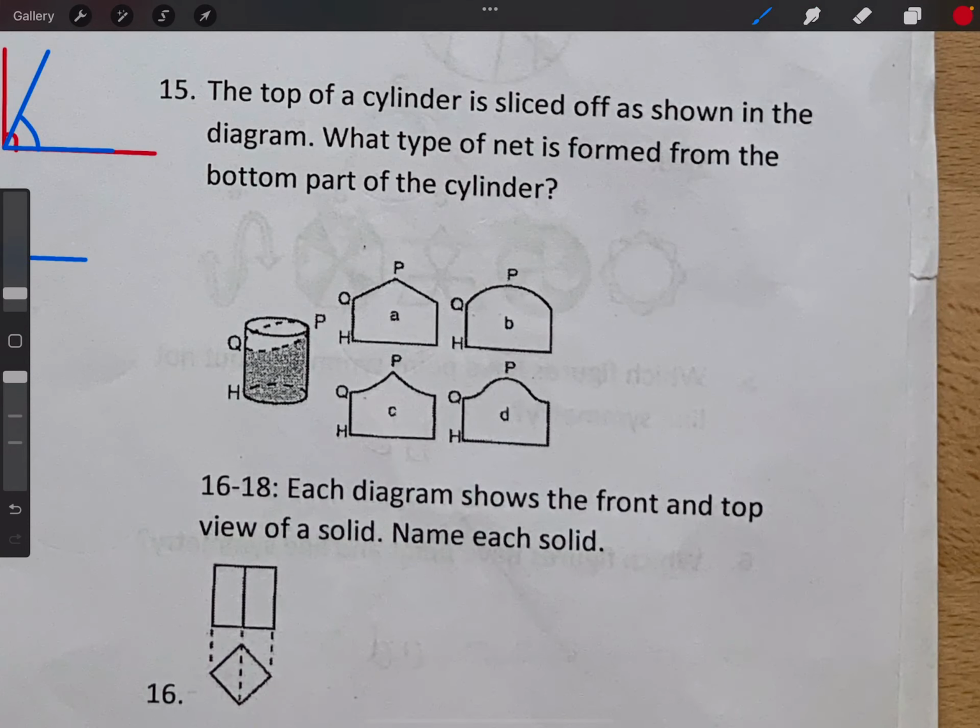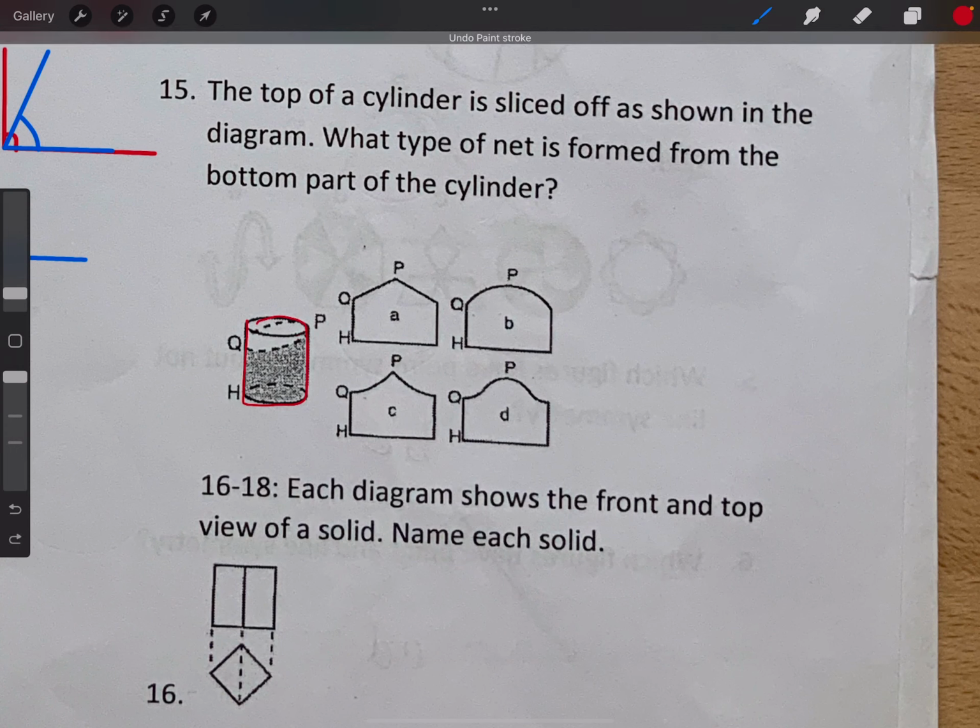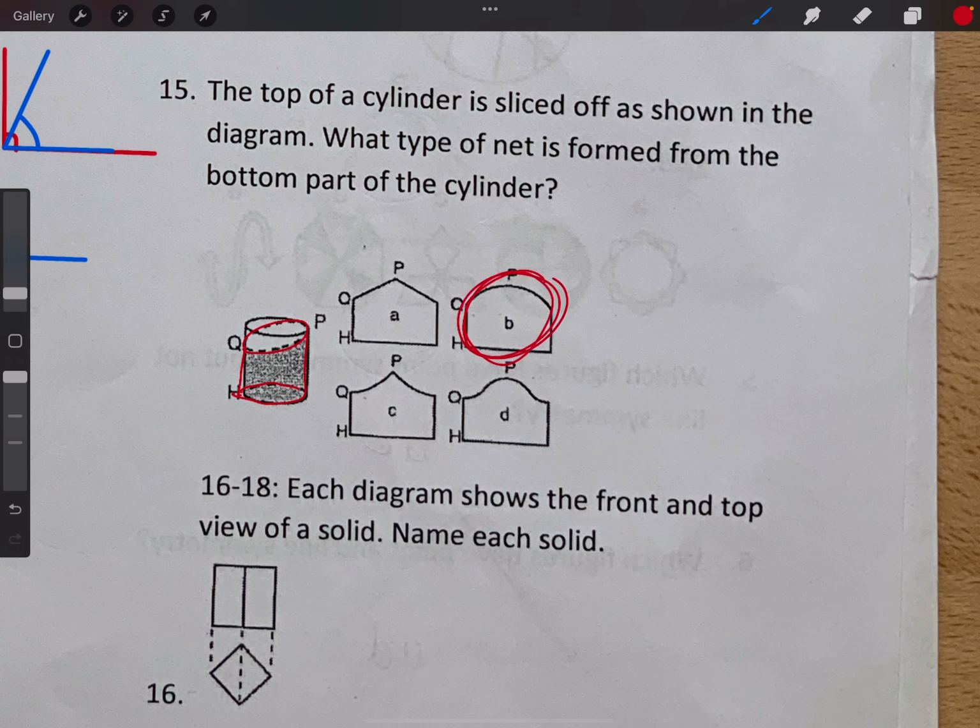It says here the top of the cylinder is sliced off as shown in the diagram. So here's your cylinder, and someone's cut a slice off diagonally like this. Now, what type of net is formed from the bottom part of the cylinder? So if we were to open up this cylinder here, if we open up this net, what do we get? Well, what shape are you going to get there? Try and figure it out. Okay, the answer is going to be that one.